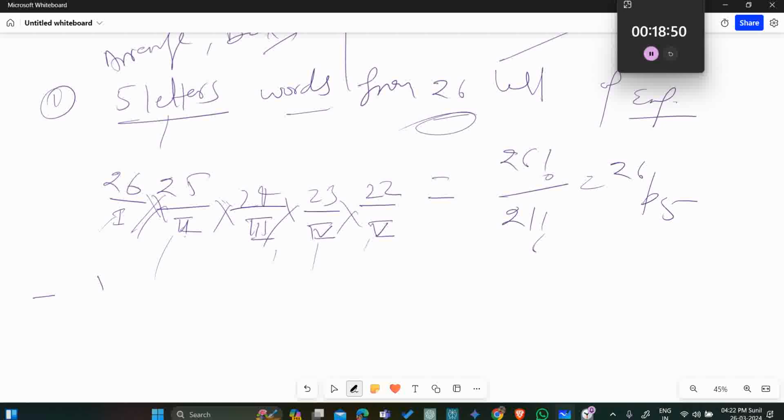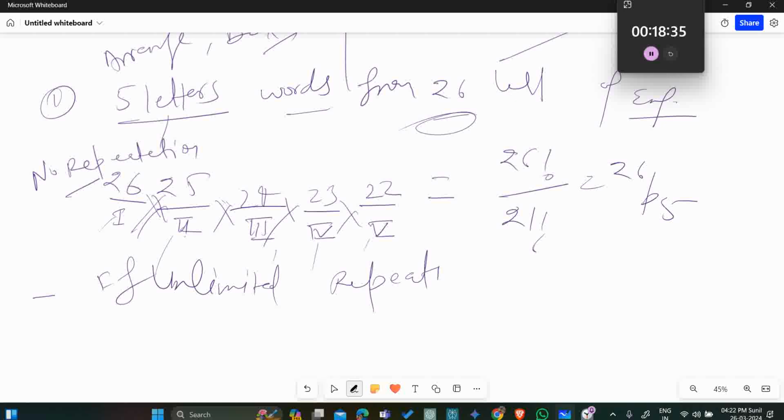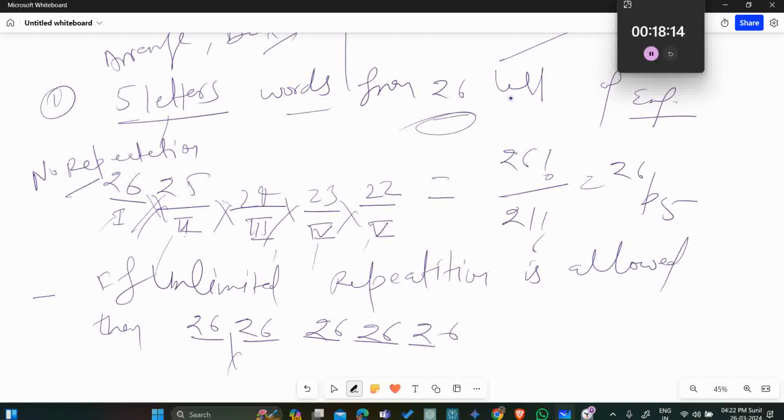So to understand this, if there is no repetition, alright, no repetition. If unlimited repetition is allowed, then there are 5 places. We can do this in 26 ways. This is also 26. All places can be filled in 26 ways. So we can multiply this, and the answer would be 26 to the power 5, which is n to the power r. Alright.